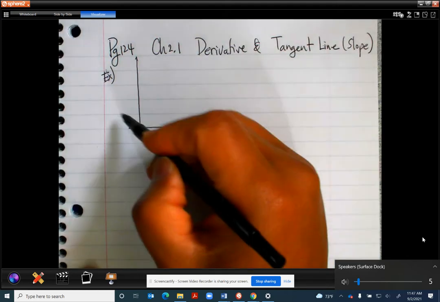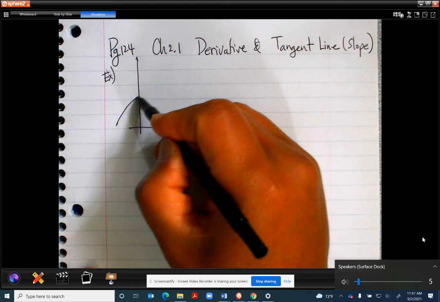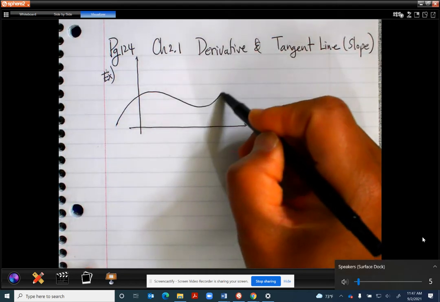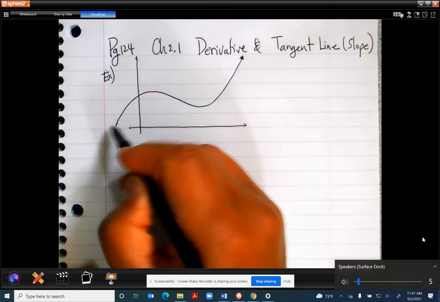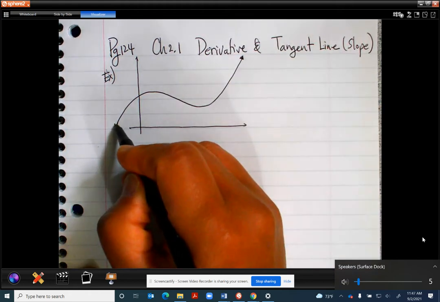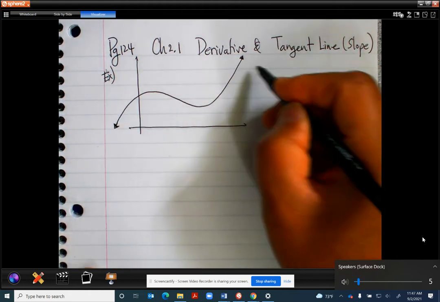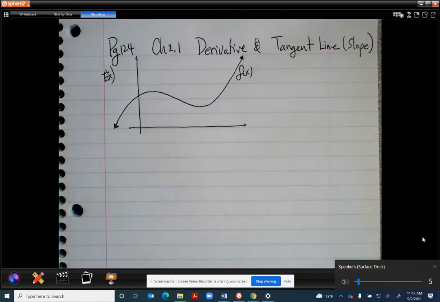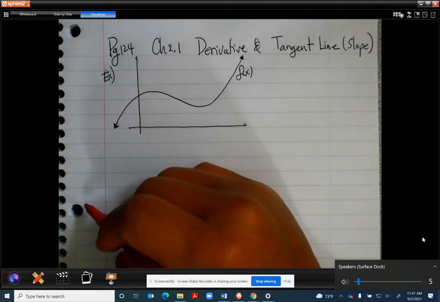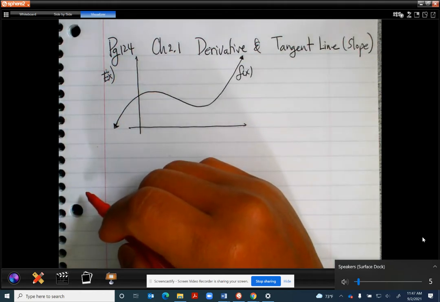Okay, we have a function, any function that goes something like this. Okay, this is f of x. It could be any function. Now, in this class, we're going to study different functions. And most of them are very complicated functions. All right? It's no longer just parabolas or lines. We're going to study really complicated functions.